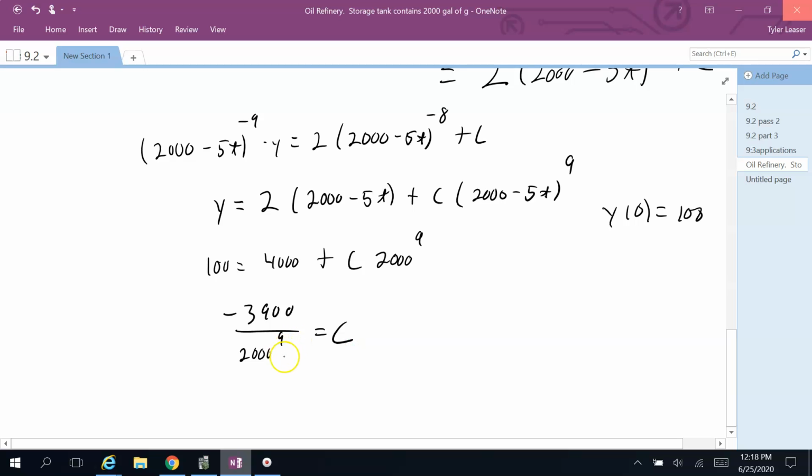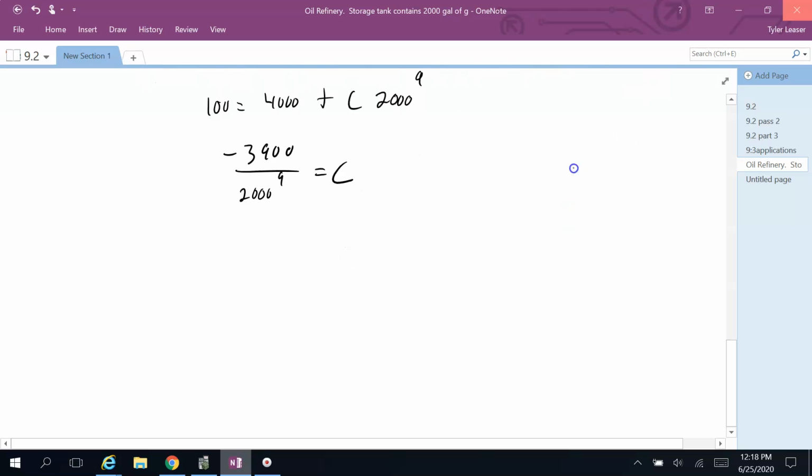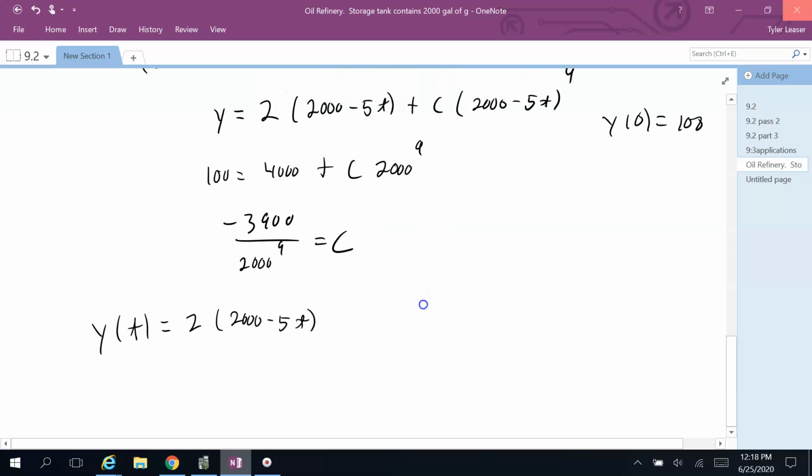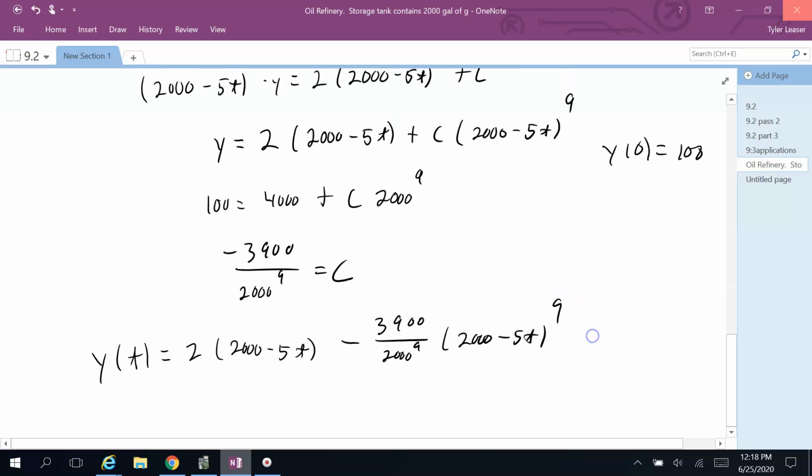So this is some really tiny number, but that really tiny number is c, and we'll just leave it like that. So that means that my final answer here, y of t, is 2 times 2000 minus 5t. You could distribute the 2 if you really wanted to. Plus the c, which is negative 3,900 over 2,000 to the 9 times 2,000 minus 5t to the 9. So that was just replacing the c with what we had found here.